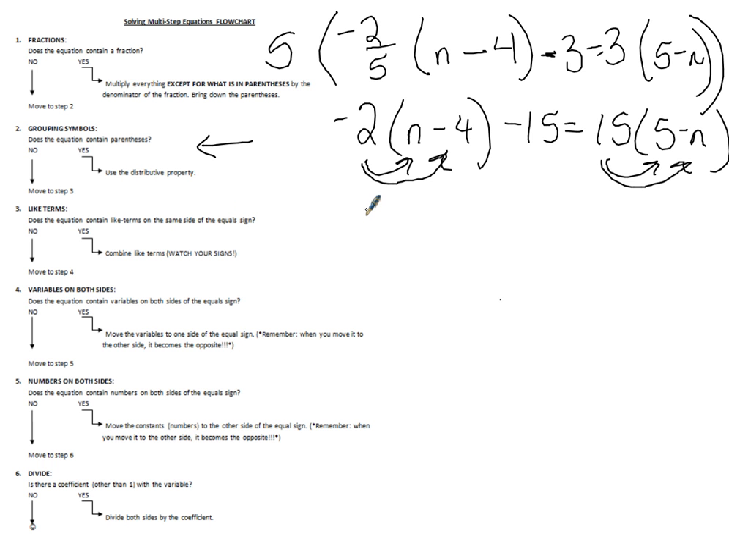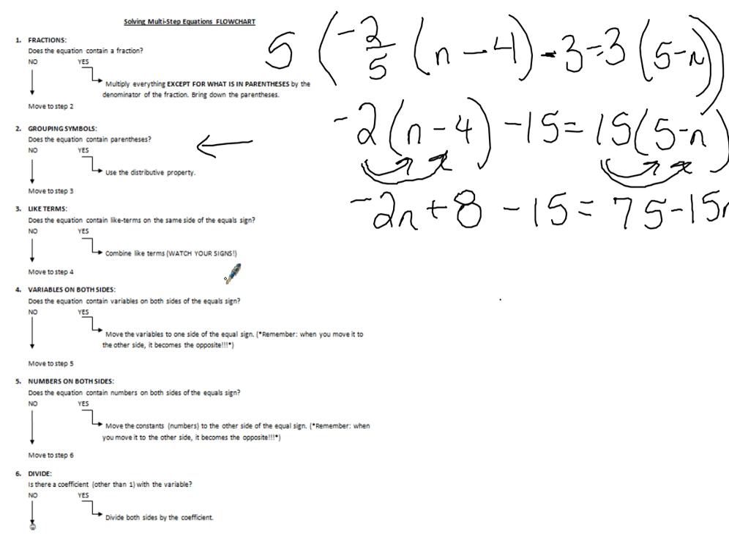Okay, distributing. That's going to give us what? Negative 2n plus 8. That is not minus 8 because a negative 2 times a negative 4 is a positive 8. Minus 15 equals. Has anybody calculated 15 times 5 yet? 75. Alright, 75 minus 15n. Make sure you distribute to the n also. So we have eliminated the fraction. We have gotten rid of the grouping symbols.